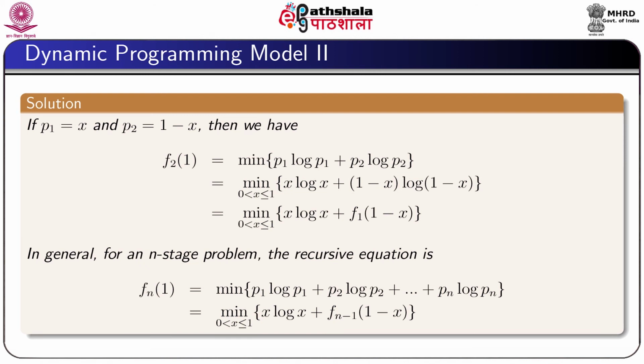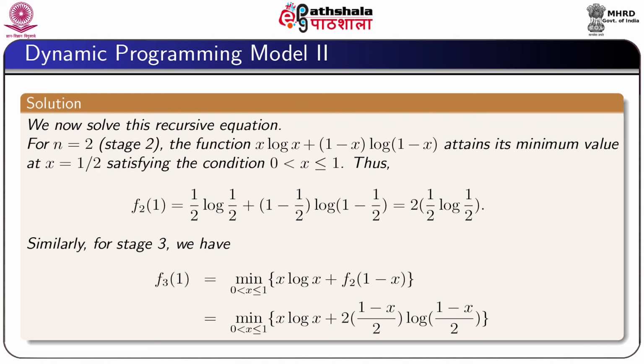In general, for an n stage problem, the recursive equation can be obtained as fn(1) equal to the minimum of p1 log p1 plus p2 log p2 plus dot dot dot plus pn log pn, and which is equal to the minimum of x log x plus fn minus 1 (1 minus x), where 0 less than x less than or equal to 1. Now, we have to solve the recursive equation. We will start with n equal to 2.